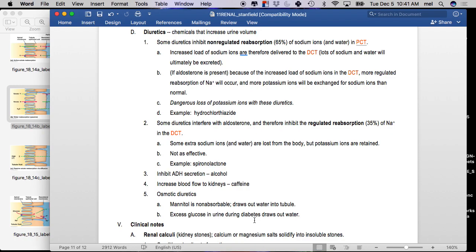But either one is going to work. So we've got two different times that we reabsorb sodium and water. We've got PCT reabsorption and DCT reabsorption. PCT reabsorption is what percentage? 65%. If we can inhibit PCT reabsorption, we can have a really massive diuretic effect, yes? That makes sense? If we can inhibit DCT reabsorption, we can go up to 35%.